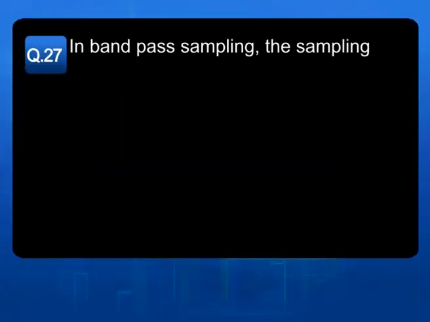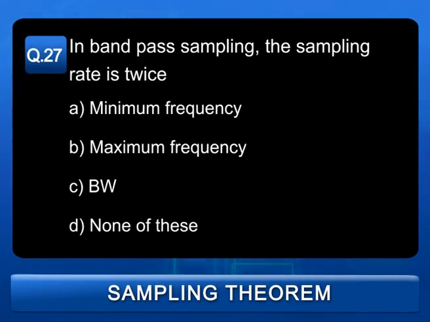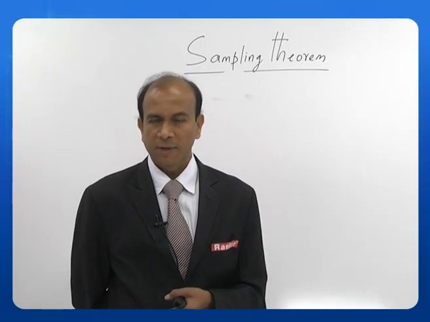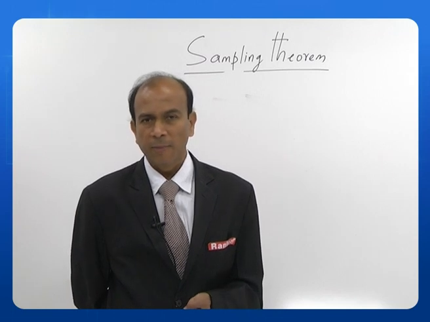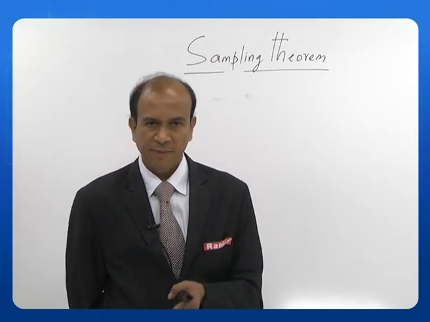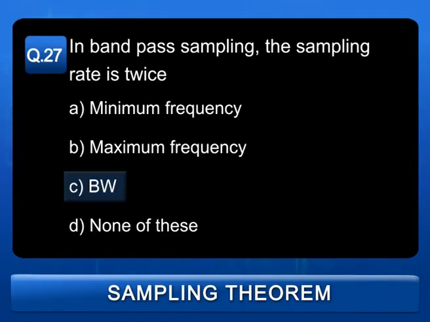27th. In band pass sampling, the sampling rate is twice A the minimum frequency, B maximum frequency, C bandwidth and D none of this. So, the answer is C, it should be twice the bandwidth. If the bandwidth is 2 FM, then twice of that is 4 FM, we have seen. So, the answer is C.